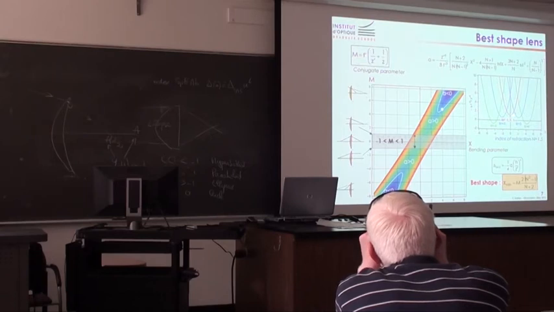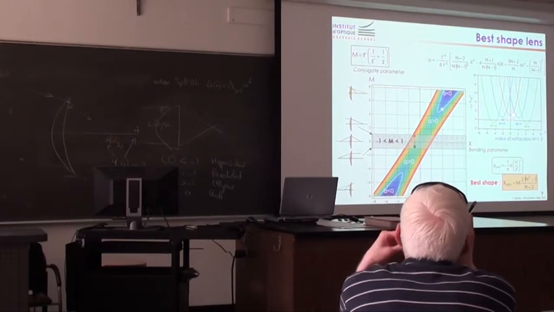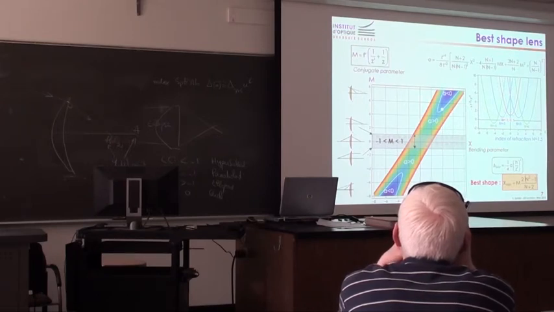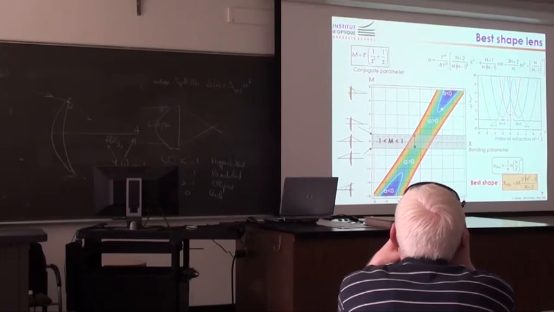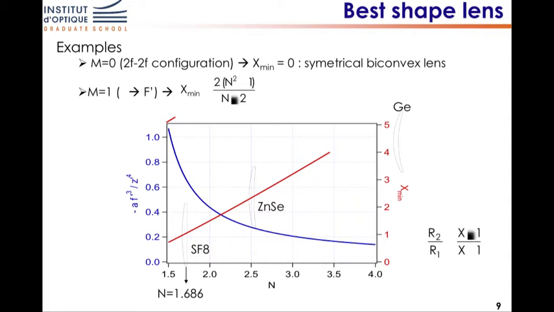So this point here, for instance, if I consider m equals plus 1, infinite focus, there is a particular shape for which you have a minimum spherical aberration. This is the best shape lens, and it is related to n and the conjugate parameter in this way. So, just a few examples. n equals 0, the 2F-2F configuration. Well, that's quite intuitive. What kind of lens would you sell me if I want to use a lens in the 2F-2F configuration? The biconvex, the perfectly biconvex one, the one that has a bending parameter equal to 0.